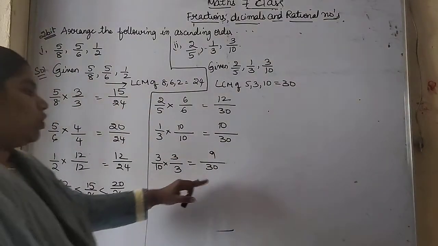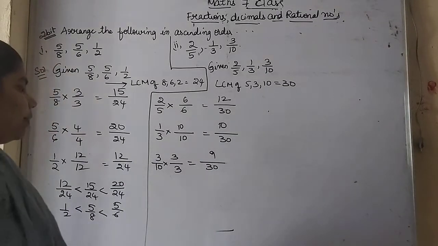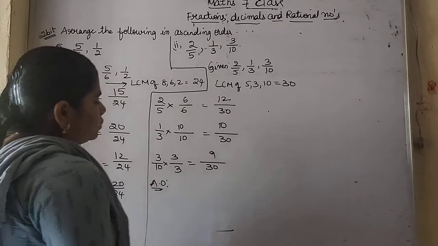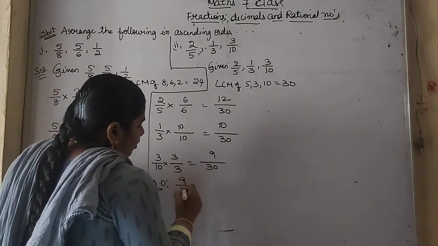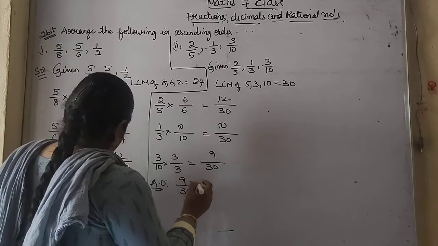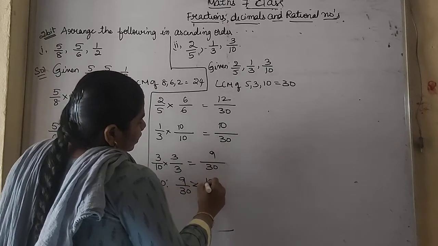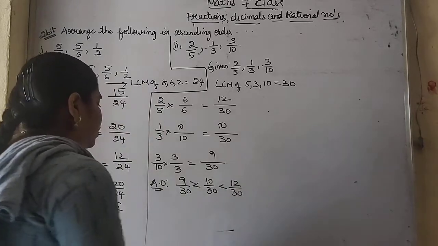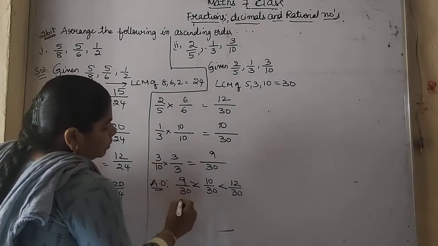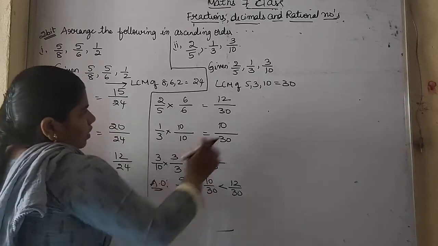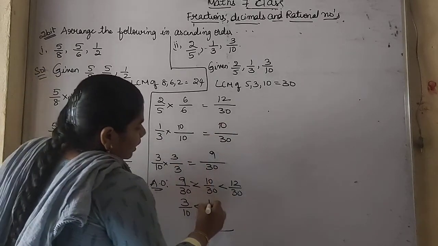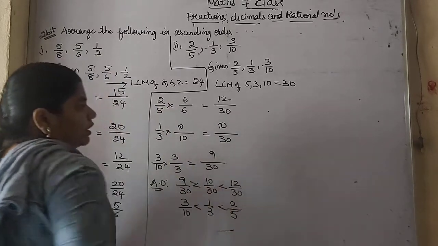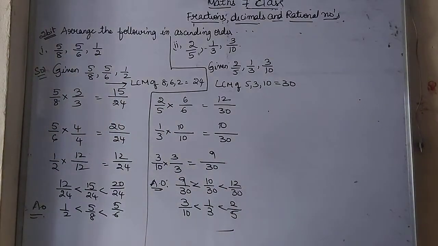So we got all the denominators as equal. So we can compare, we can arrange in ascending order now. Ascending order means small to big. So what is the smallest number? 9 by 30 is less than 10 by 30 is less than 12 by 30. So write the original values. 9 by 30 is nothing but 3 by 10. 10 by 30 is nothing but 1 by 3. 12 by 30 is nothing but 2 by 5. So this is how you will arrange in ascending order.